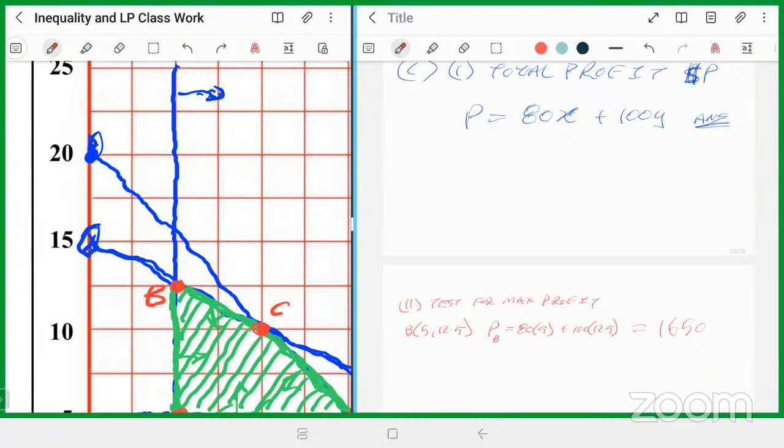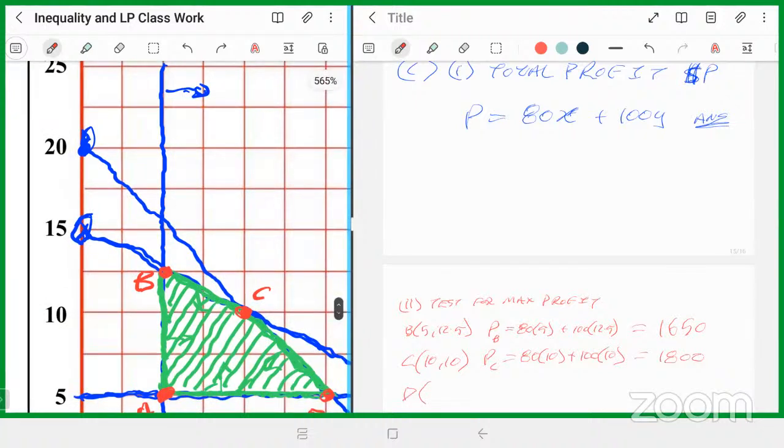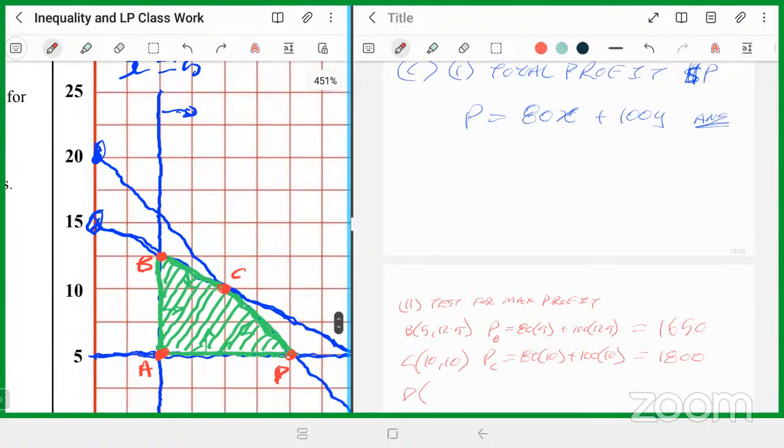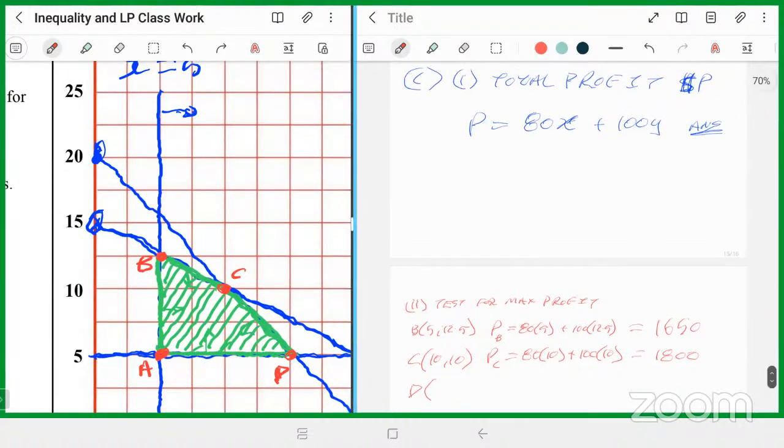All right, and I want to do C, which was the point 10, 10. So let's try to do this over again. This worked out to be 1,800. But not everybody was 100% comfortable with it. So that's why I have to go back over it and explain it again from scratch. But oftentimes, if you can understand one, you're good with the rest of them. So D was the point 15, 5.